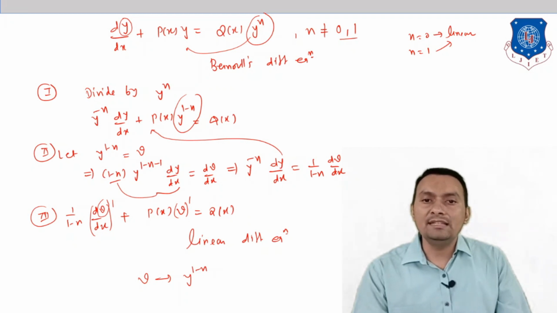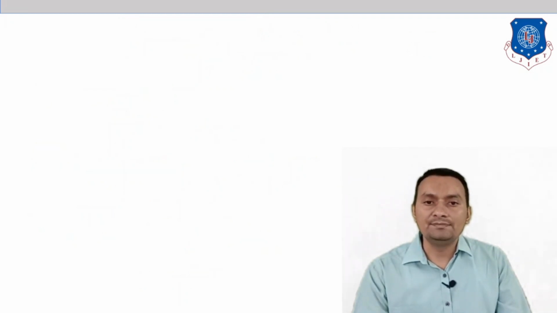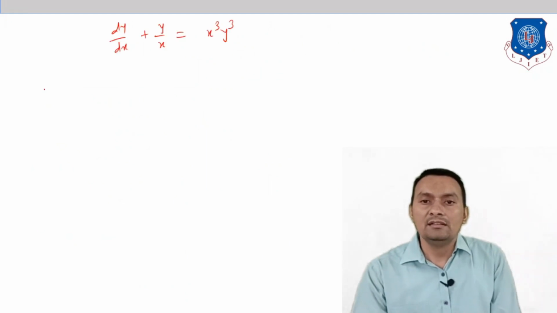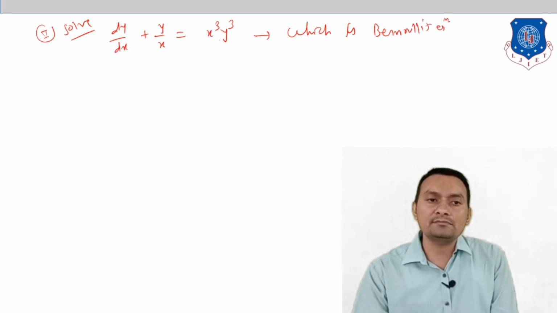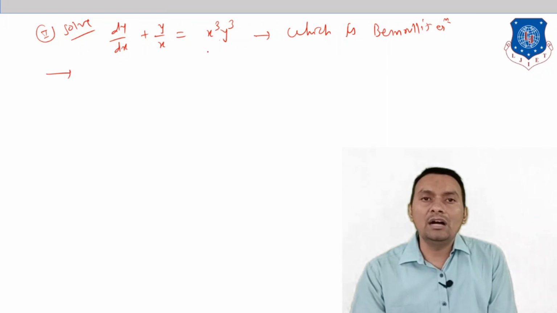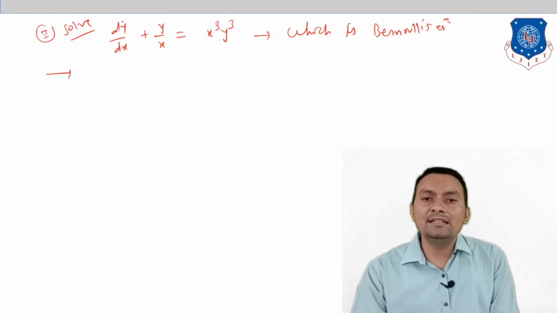So let us take this method with an example. This is the first question. Solve dy by dx plus y by x is equal to x cubed times y cubed. This is exactly a Bernoulli differential equation, as you can see. So according to the steps, the dependent variable is y here, so we will remove y from the right hand side. So I have to divide by y raised to 3.